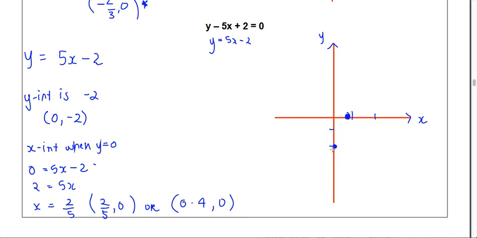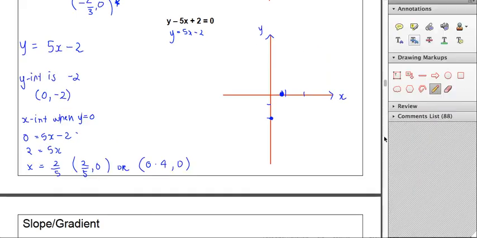Okay. So now we need a straight line that connects these two. Oh, that one's not very good. Try again. There we go. This is y equals 5x minus 2. This coordinate here, that's 0.4, 0, and this coordinate here is 0, negative 2. And now that one is completed.